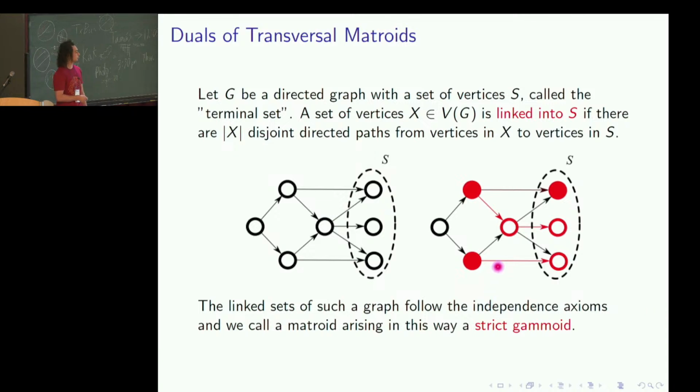For example, these three vertices at the back would not be independent, because any path from this vertex is going to intersect with one of the other paths. So we get this new type of matroid, which is called a strict gammoid if it can be represented in this way. And it turns out that these matroids are exactly the class of duals of transversal matroids.